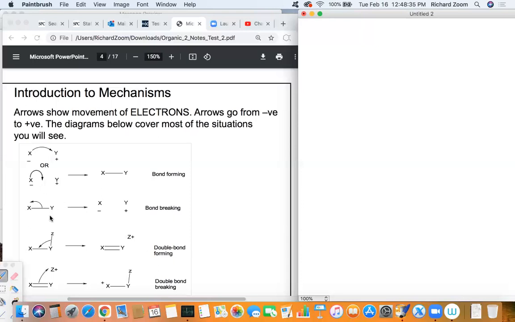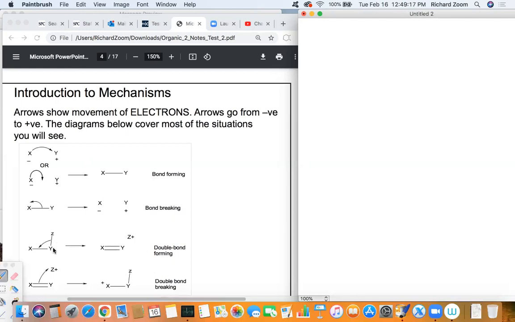When doing bond breaking, the tail of the arrow always starts in the middle of the bond and goes to one of the atoms, generally the more electronegative of the two atoms. So those are it. I mean, these two are interchangeable. You'll see me use both methods to express bond forming. And bond breaking is the arrow coming from the bond and going to an atom. That's it. Those are the only two situations we really have to deal with. All the other situations we deal with are going to be combinations of those.